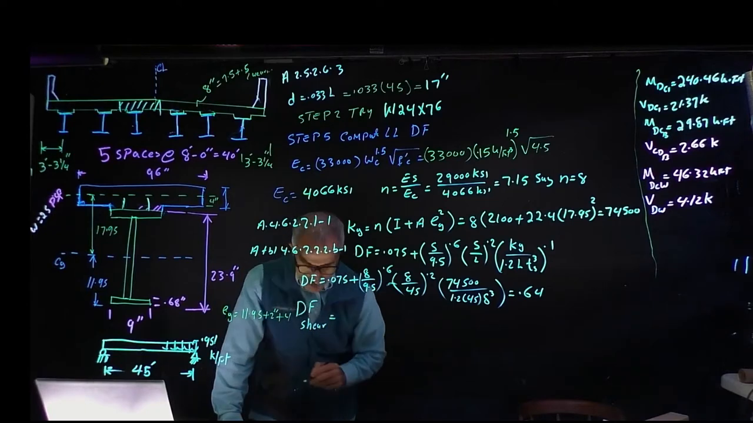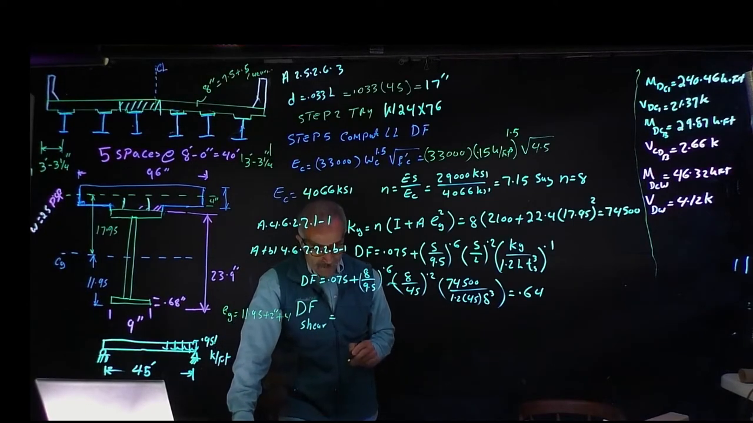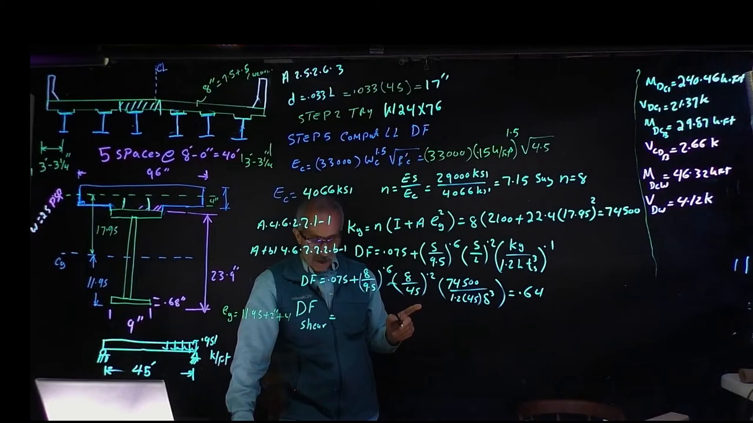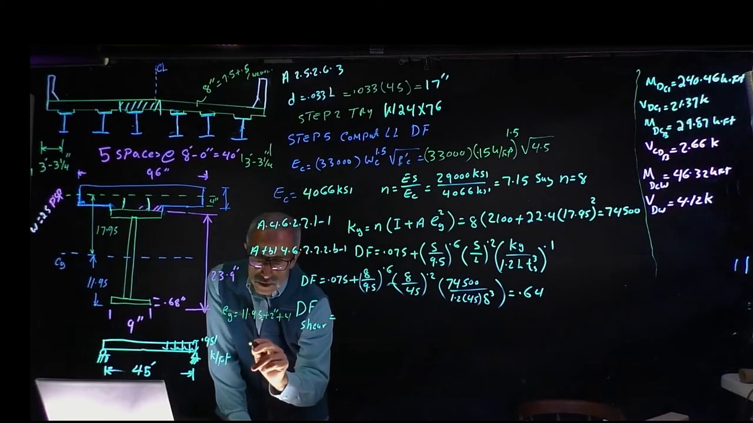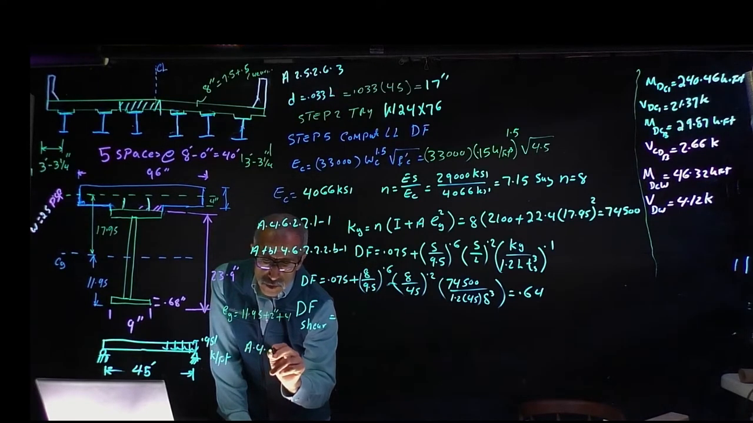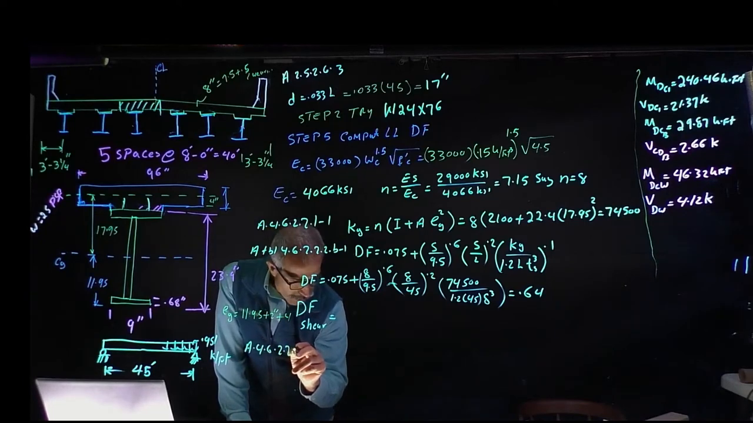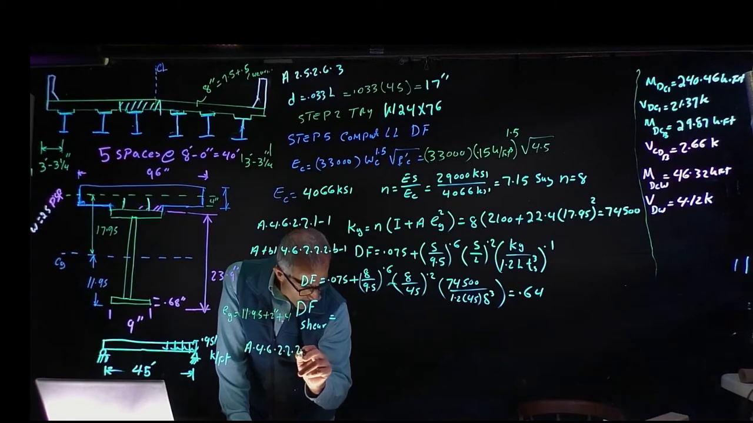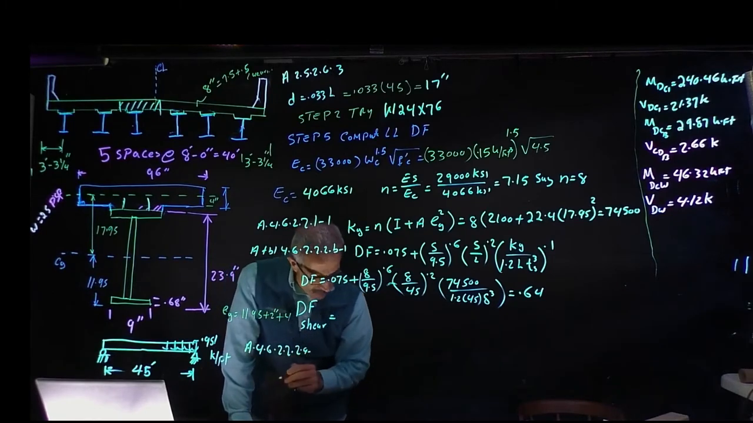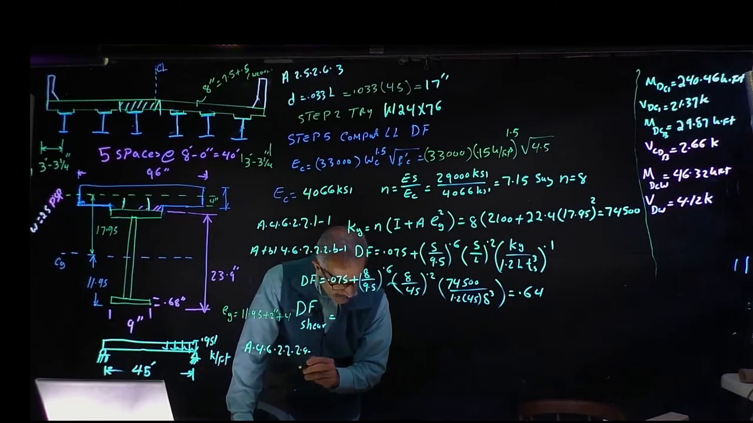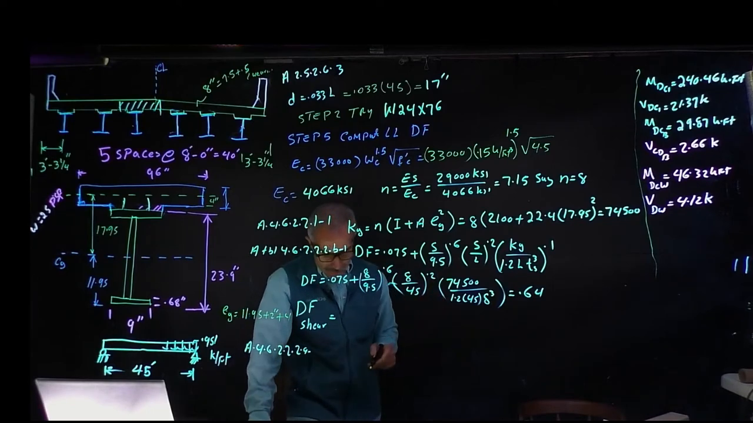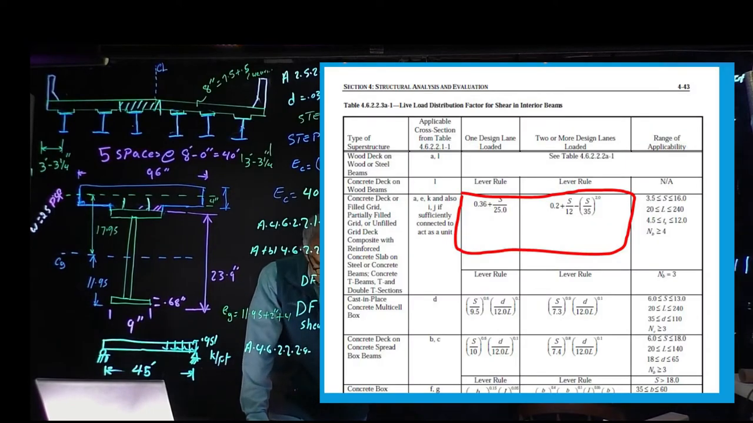Share, and that comes out to... that's going to be from another table, which is Table A 4.6.2.2.29. I think it's 1A. I had it on a board anyway, so it's equal to 0.2.